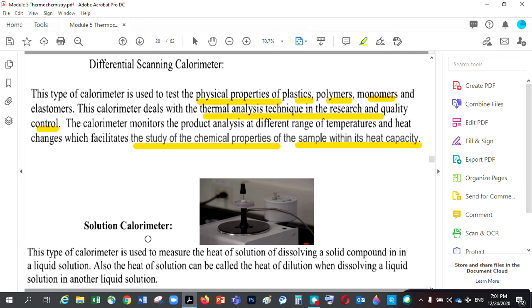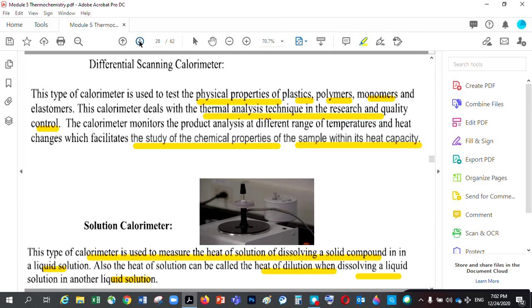The solution calorimeter here is another one, a very simple one. It's not very expensive. With this one, we can determine the heat of solution or the heat of neutralization, like acid-base neutralization. This type of solution calorimeter is used to measure the heat of solution by dissolving a solid inside a liquid. Also, you can call this one the heat of dilution, by dissolving a liquid inside another liquid. So we can use this one here. Same idea: you have to know the starting temperature. You put them together to mix, and you wait until the temperature comes to the final temperature, with no change.